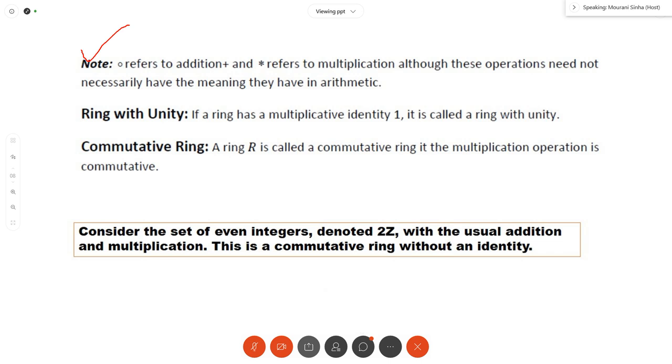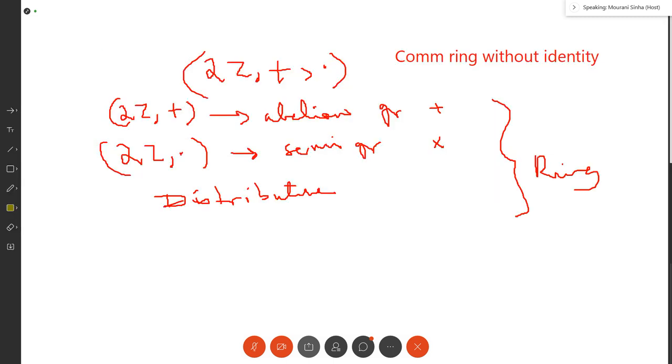Okay, so let us have one volunteer. Someone tells me the first part, that 2z plus is an abelian group. Who will speak? We need a volunteer to speak on this. Your name, please. Tomojit. Yes, Tomojit. Okay. So, start.